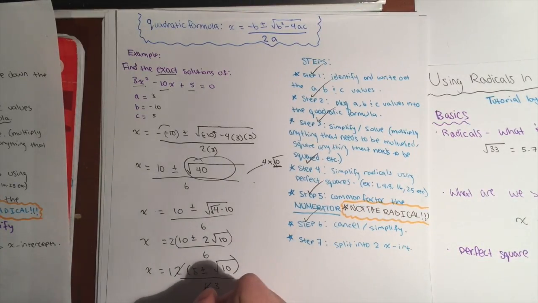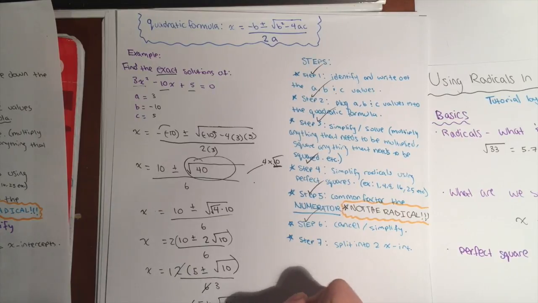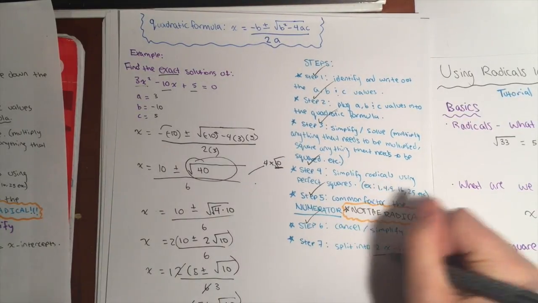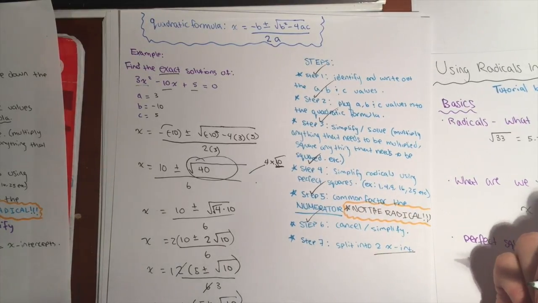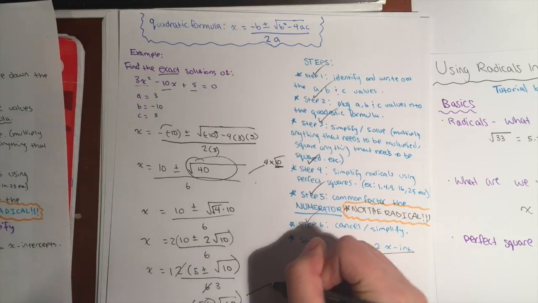Then we're on to step 7. We're going to write x equals, we're just going to rewrite it, 5 plus and minus root 10 over 3. Now I have to split these into two x-intercepts, because that is essentially what we're solving for. This is where the plus and minus comes into play. It's going to equal two separate things.